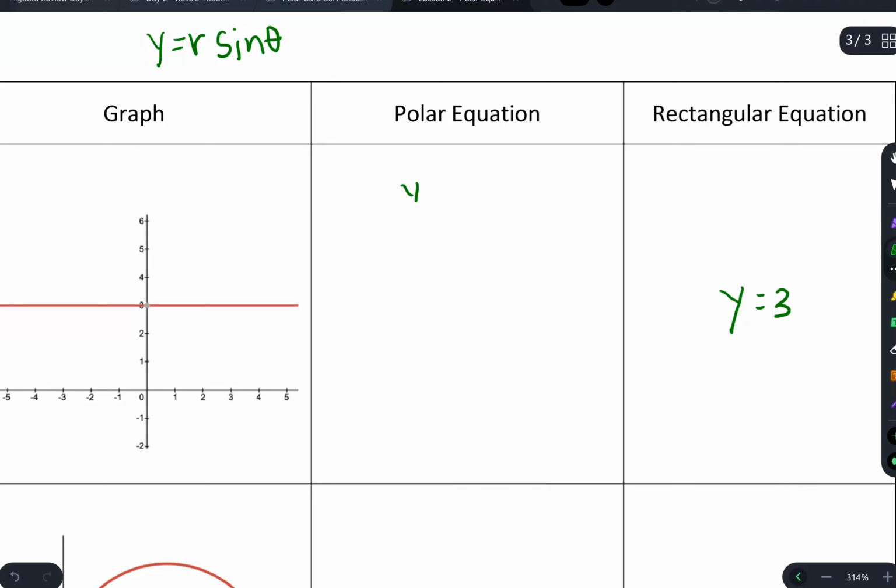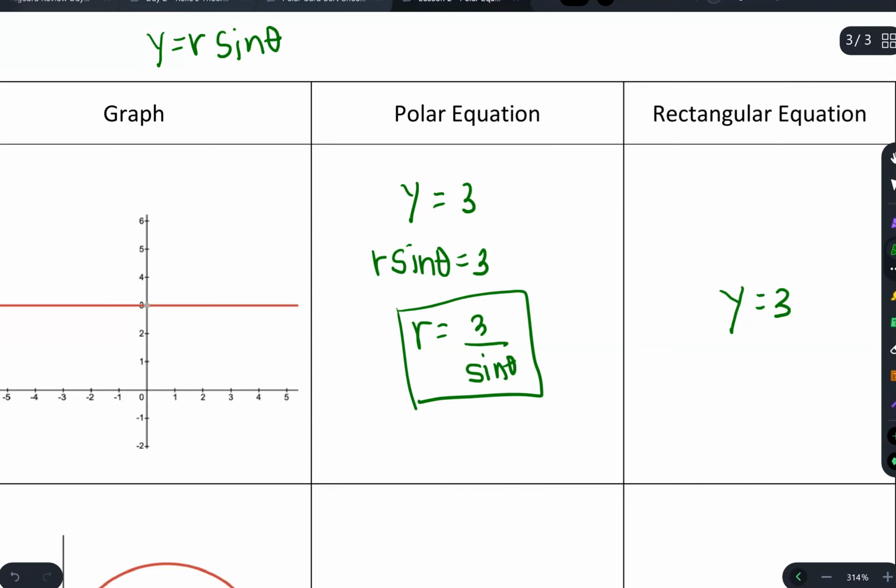So if I want to change it into polar, we're going to let y be equal to r times sine of theta. Divide both sides by sine, so you'll get r equals 3 over sine of theta. So that is the equivalent polar equation to the rectangular equation here.